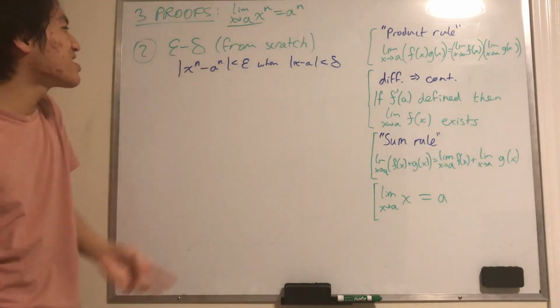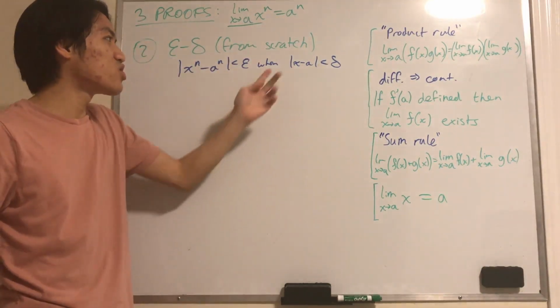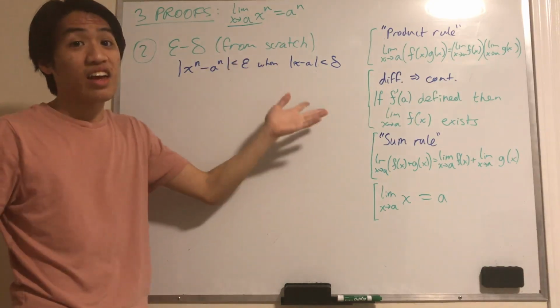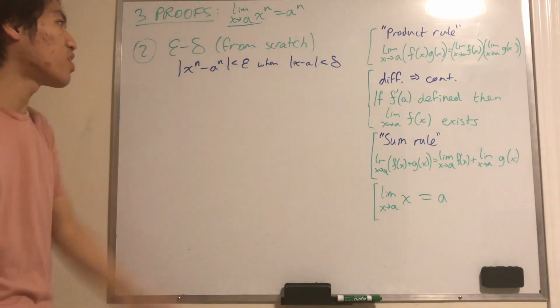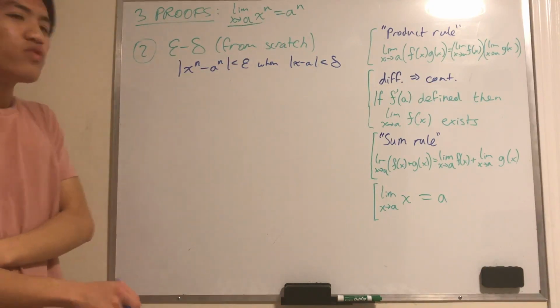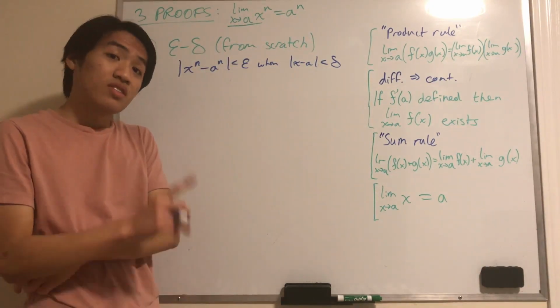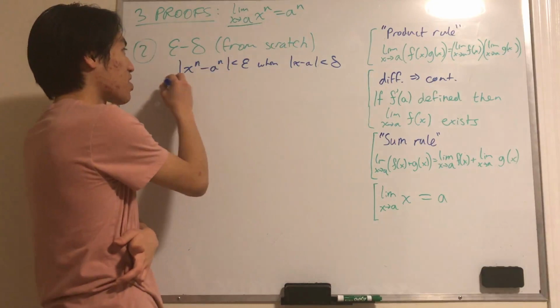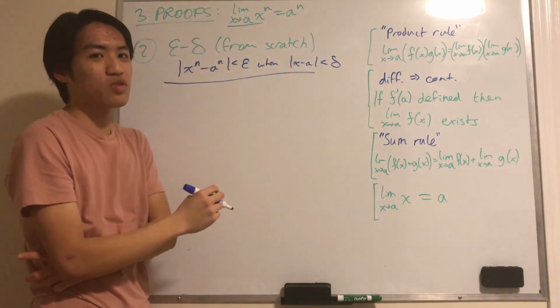And the idea is, if we have this, we can control the size of x minus a. We can control how far x is from a. So if you've done epsilon delta proofs before, this first step is going to seem very familiar to you. The first step is to work backward.